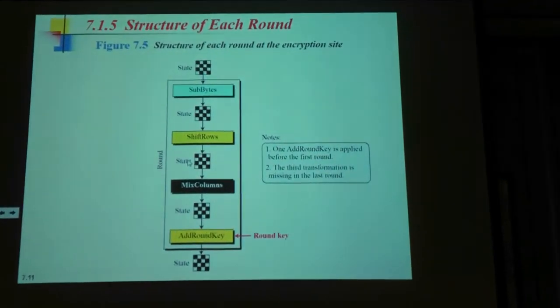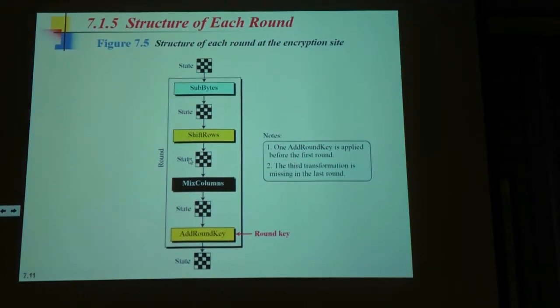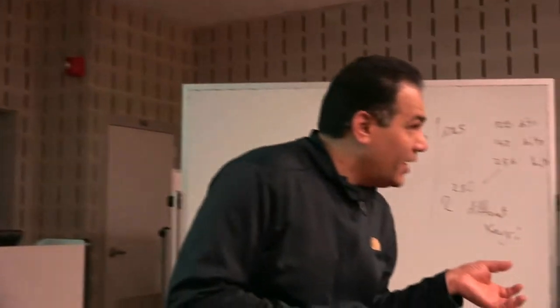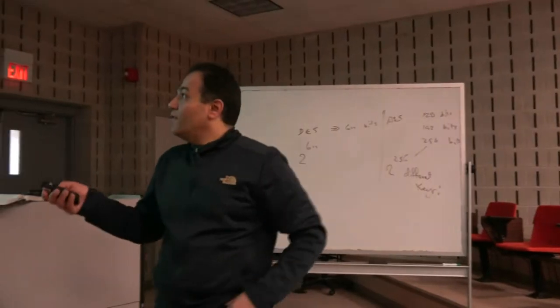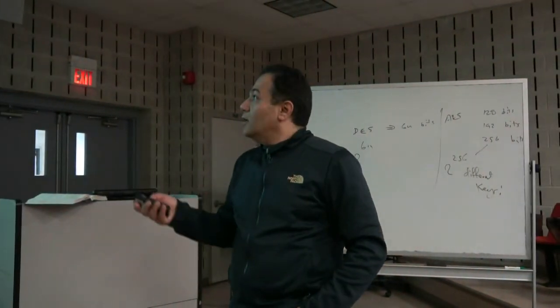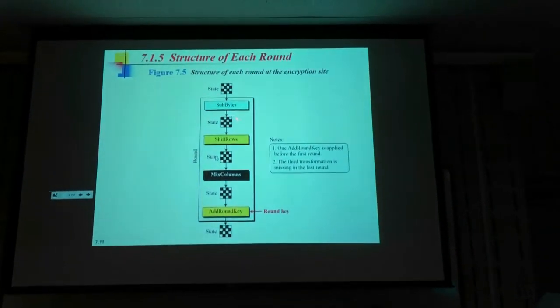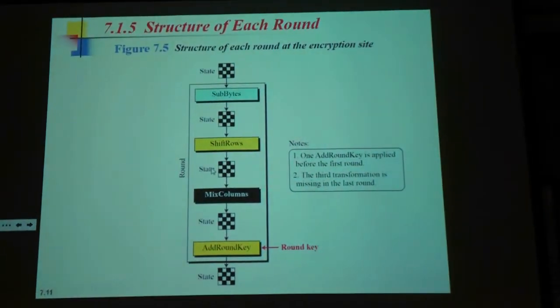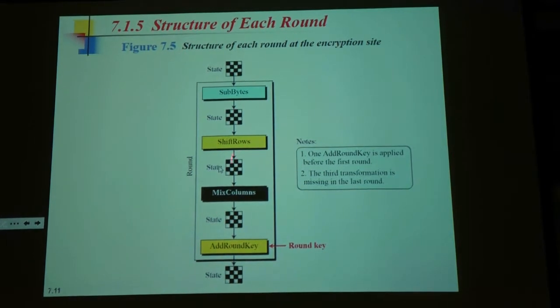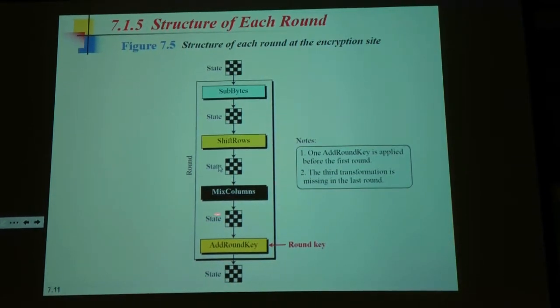So the input text, you're going to divide it into 16 bytes. You put them where? In a state. Okay? So it will be a 4 by 4 state, right? And the first process will be sub bytes. We're going to explain what you do in here. Then it's going to generate a state. Then we do shift rows, which generates a state. Then mix columns, generating a state. So you start from a state and you end up with a state.